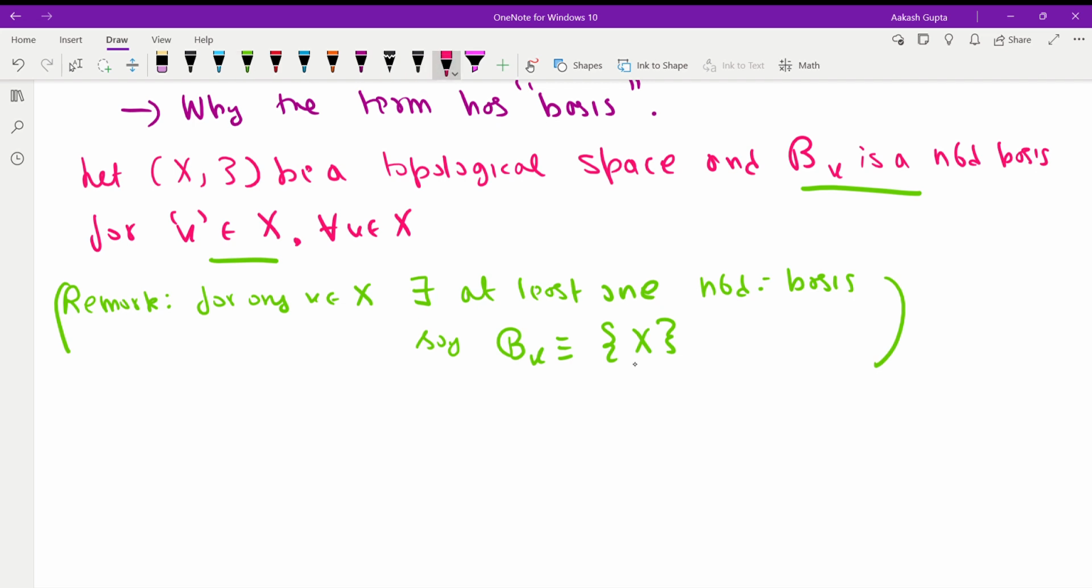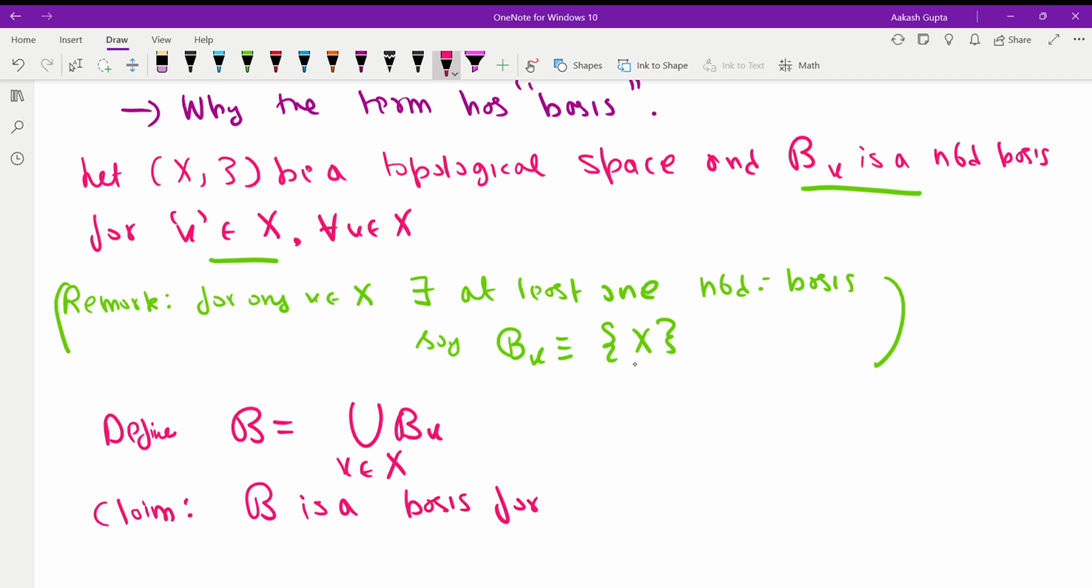Okay, let me continue. Define script B to be the union of all these script B suffix x, x in X. So basically, I'm collecting all these subsets, which lie in the neighborhood basis B suffix x. What is my claim? Script B is a basis for tau. So it would be the basis for the topological space we have started with.